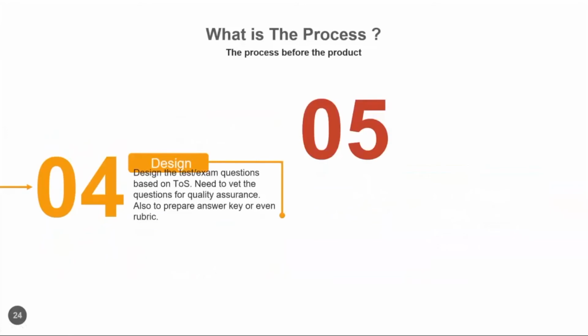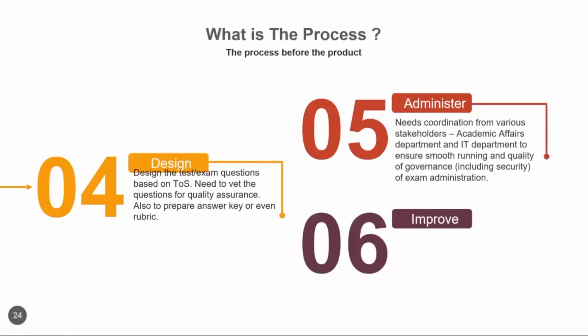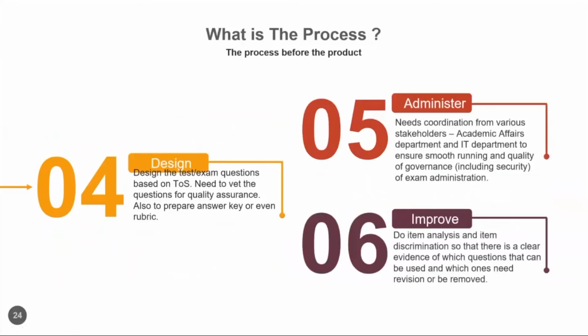Next, of course, is to design the test questions, and then you vet the questions, as I mentioned just now during the vetting session. That's for quality assurance. Before you do your vetting, you must make sure you already have your answer key. If it's an assignment, project-based or alternative assessment, you've got to be ready with your rubric. Those rubrics need to be vetted too. Administer, of course, you need coordination from various stakeholders.